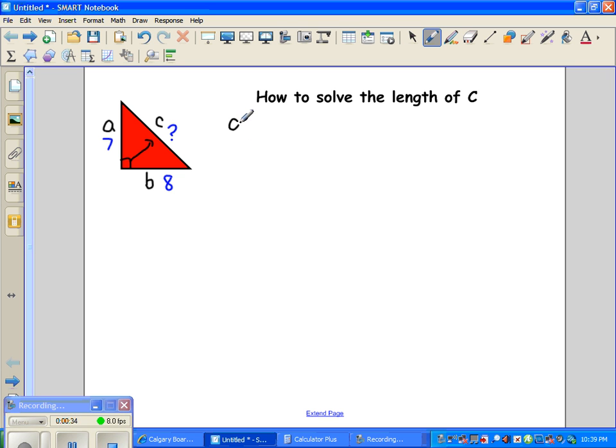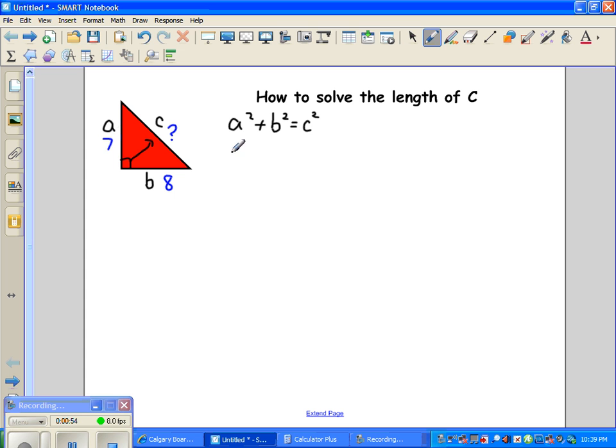The first step is to write down Pythagorean Theorem. This will give you a blueprint to know where to put the data into the equation, and you don't make mistakes. So a squared plus b squared equals c squared.